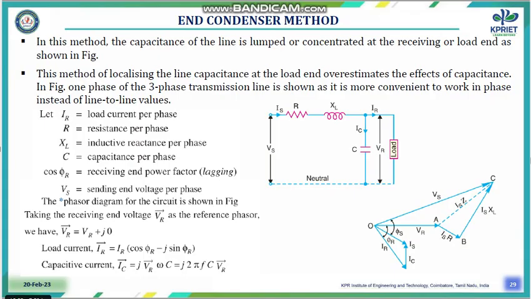The capacitive current IC is equal to 2 pi F C VR. The load current IR, we always consider with respect to an angle, and the voltage is taken as the reference. So VR is equal to VR at an angle of 0 degrees, and IR is equal to IR into cos phi R minus j sin phi R.